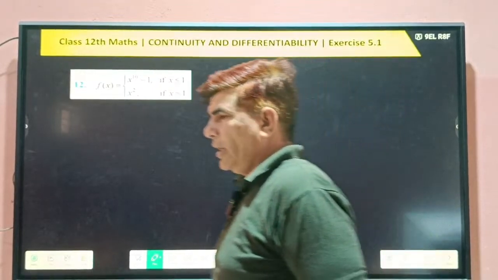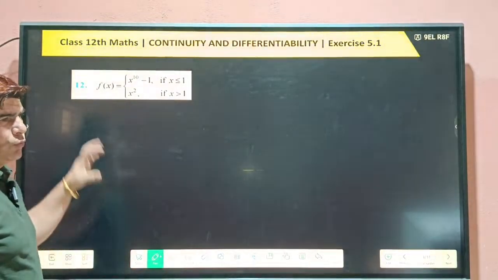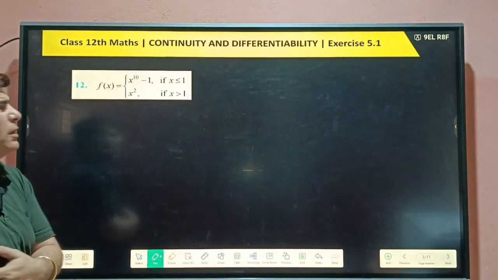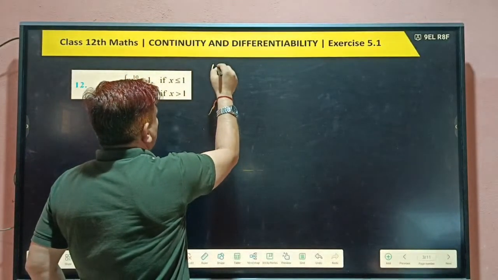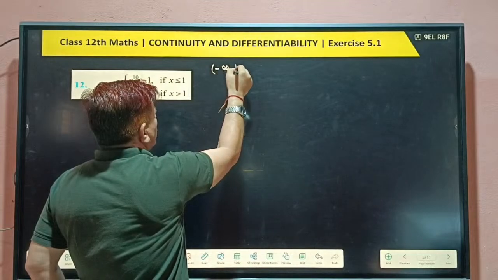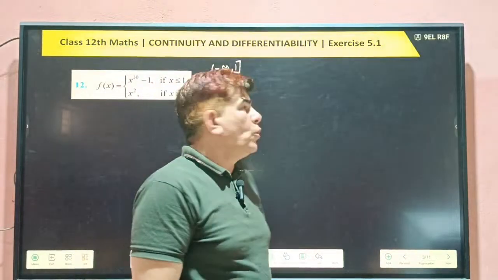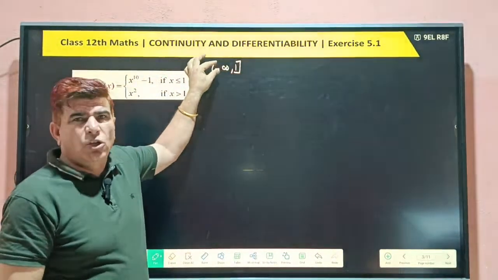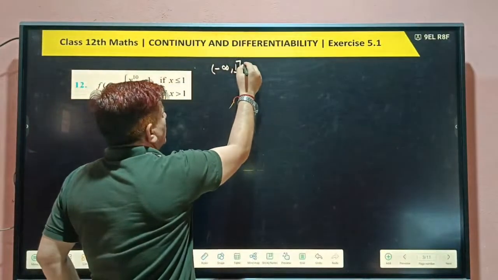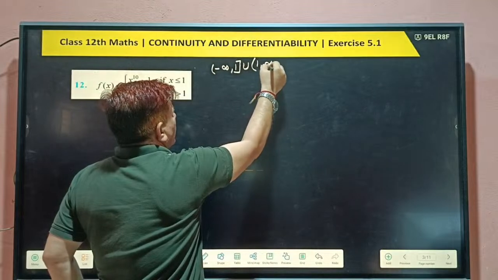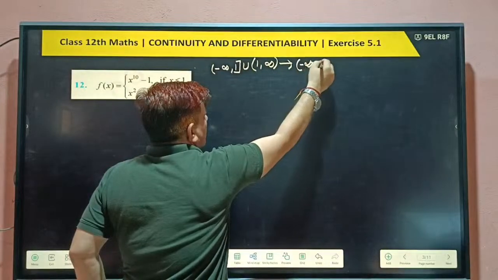Next is this, same like that which I told you. First we will try to find out the domain of this function. So what's the domain? x is less than or equal to 1. Its range is minus infinity to 1, where open means minus infinity is not included, and closed means 1 is included in it. Union 1 to infinity. Again, the domain becomes minus infinity to infinity.